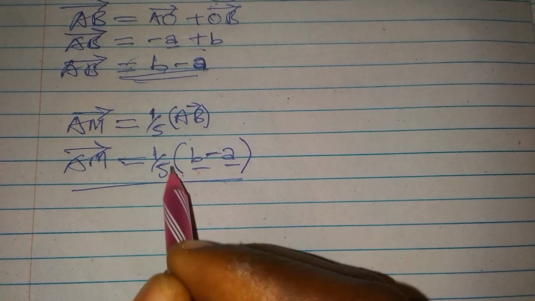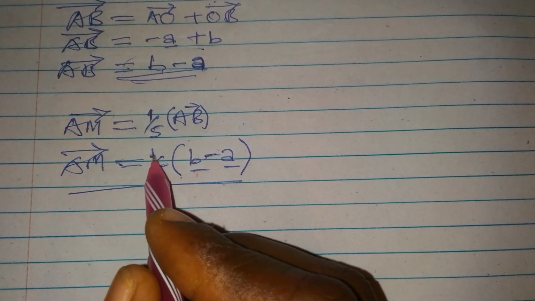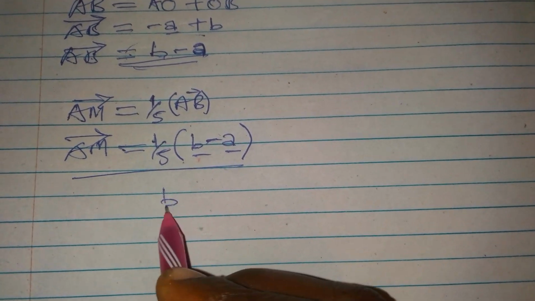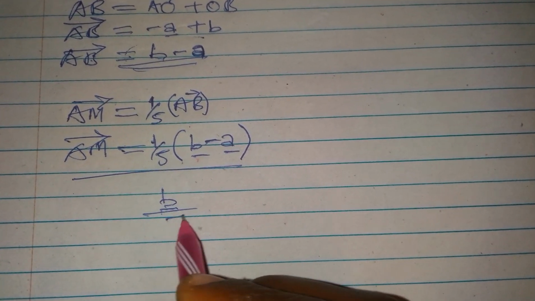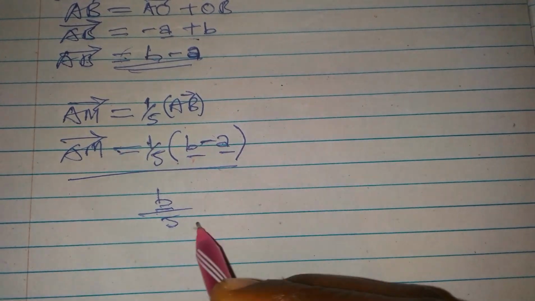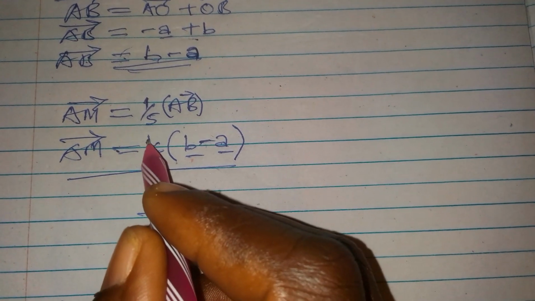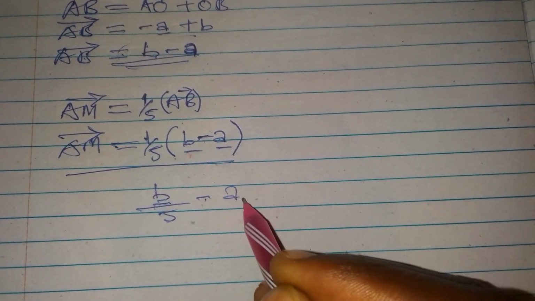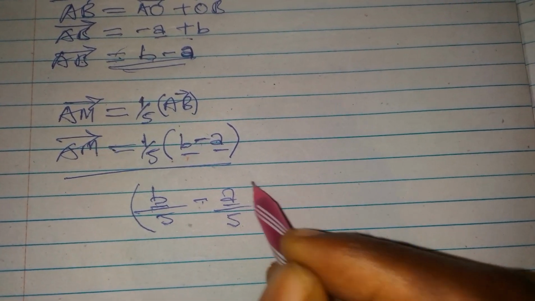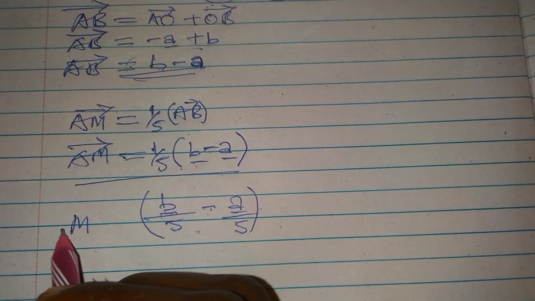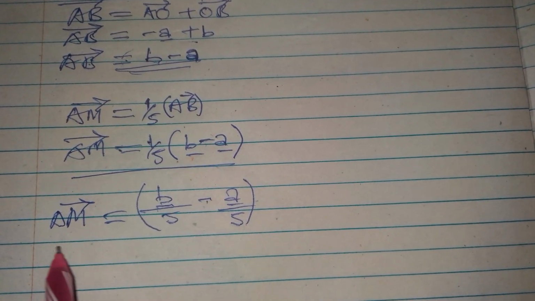So 1 over 5, this. If you want, you can continue from here. You can say 1 times B, you're going to have B vector over 5. Then this times that minus. So this minus is just coming. Then you say 1 times that, A vector over 5. Then you're also going to have this. So if you want, you can leave it there. If you want, you can continue with it to this point.